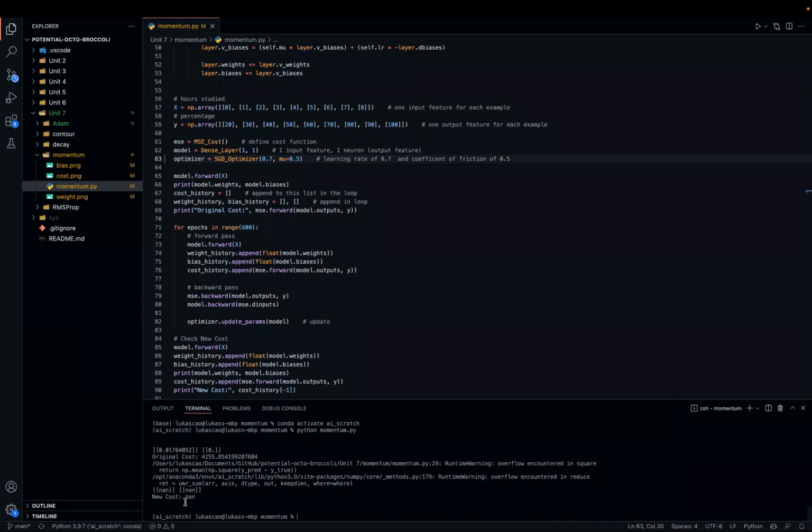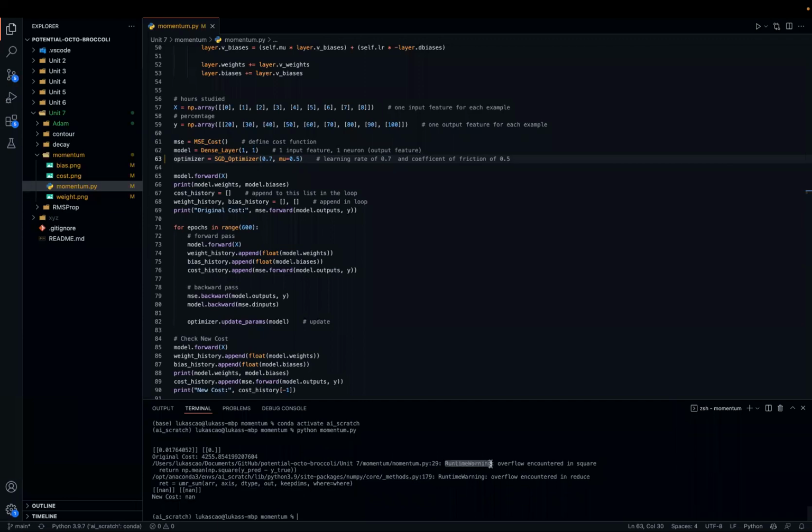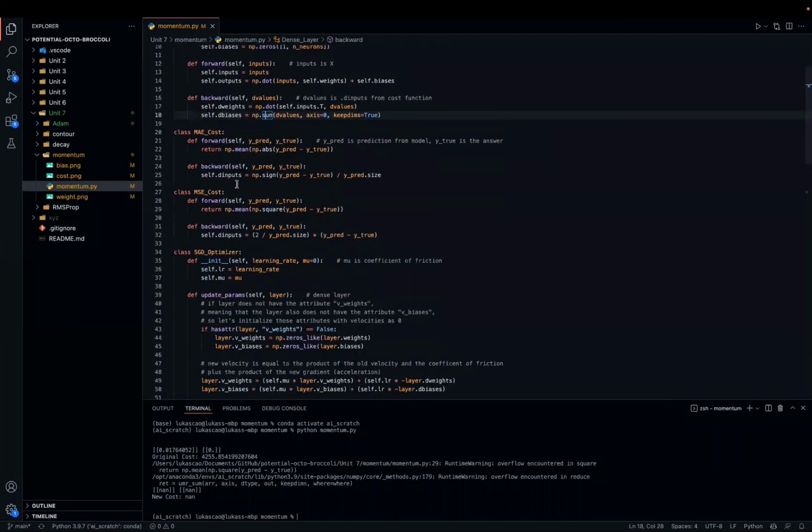over here, what happens is that you see the error, right? So what we have is runtime warning, overflow occurred in square. So if you go back to our cost function over here, what we do is we take the mean of the square of the differences. So if the difference between the prediction and the true value are really far away, then when you square them, you're gonna get a really huge number, and that's what overflow means.